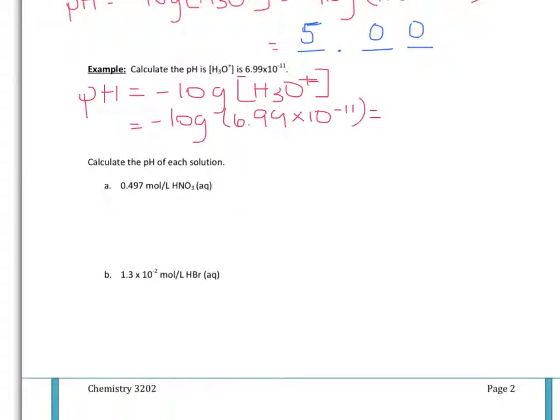The first thing you need to ask yourself is, how many significant figures does the concentration have? 6.99 has 3 significant figures. Therefore, I'm going to be looking for a pH with 3 decimal places. If you are working along with me, you may want to input this on your calculator to ensure you can use it appropriately. Negative log of 6.99 times 10 to the negative 11. This will give us an answer of 10.156 to the appropriate number of significant figures.